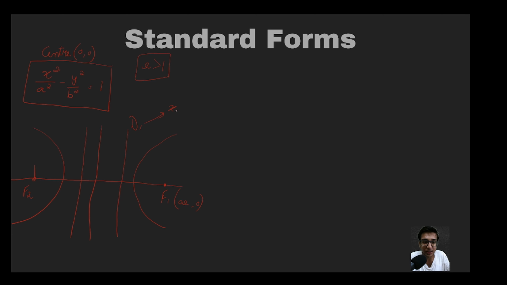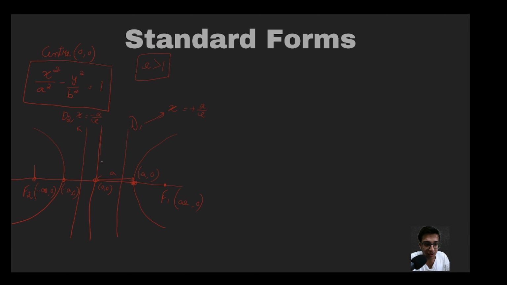And this is directrix 1. So its equation is written as x is equal to plus a by e. This one is D2. Its equation is written as x is equal to minus a by e. This is our center (0, 0). This distance here is a. That means the vertex is written as (a, 0). The other vertex is written as (minus a, 0). The other focus is written as (minus ae, 0).